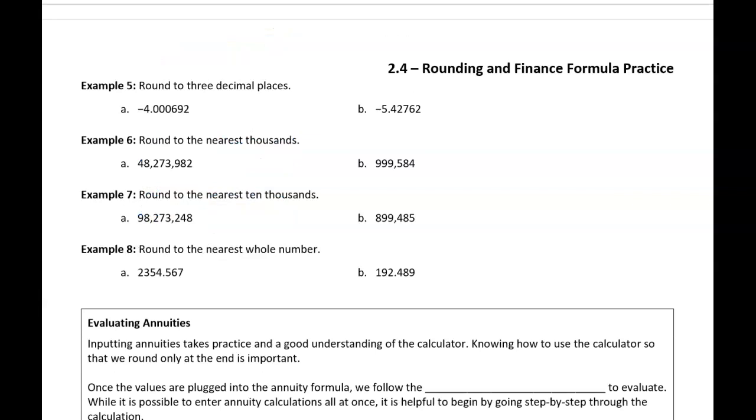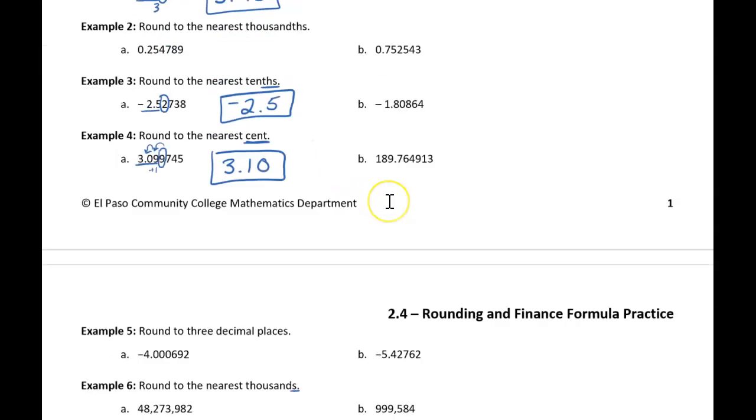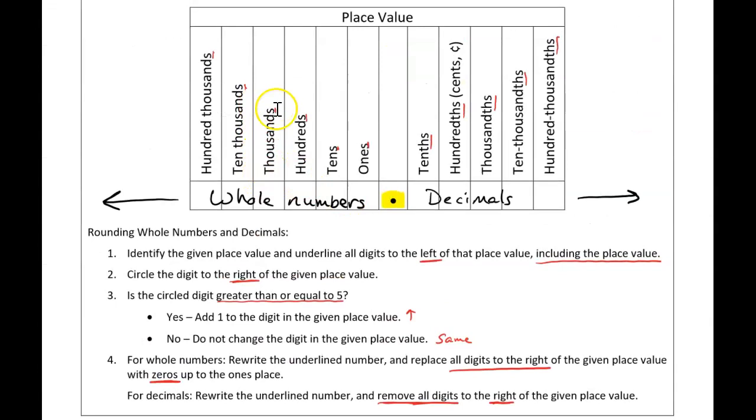Let's try some where we're rounding in the whole numbers. Let's look at example 6. We want to round to the nearest thousands. So we're only ending with an S here. So now we know we're in the whole number situation. And the value for part A, we have 48,273,982. So we want this to the thousands place. If we look back at our chart, thousands looks to be our fourth place here, ones, tens, hundreds, thousands. So the fourth from our decimal to the left side in our whole numbers.